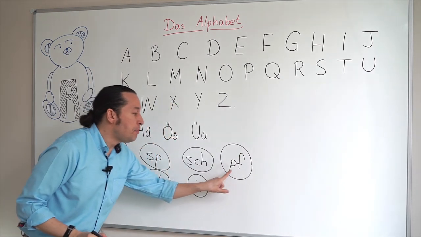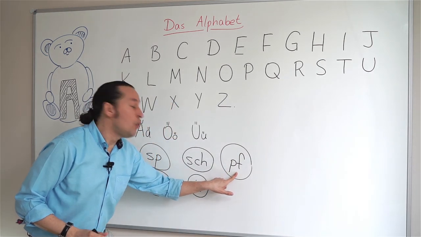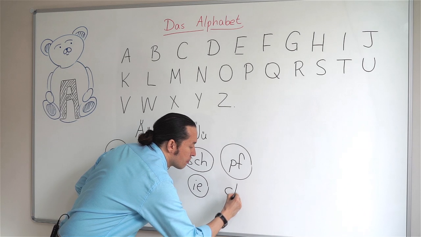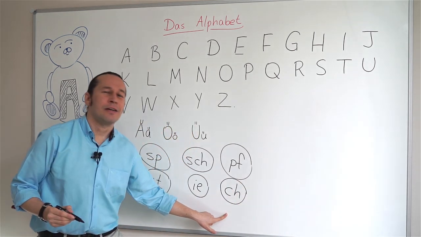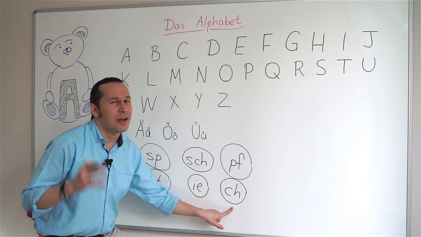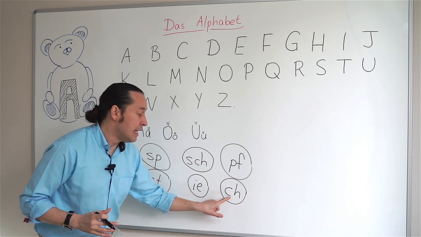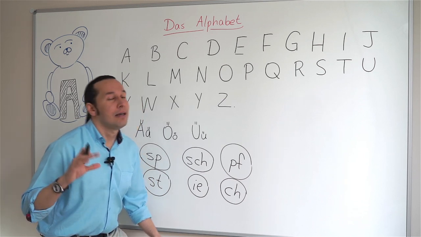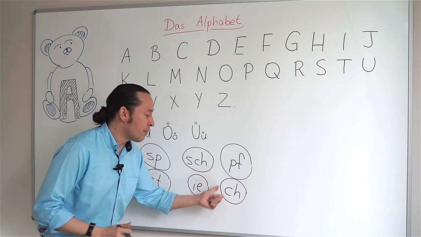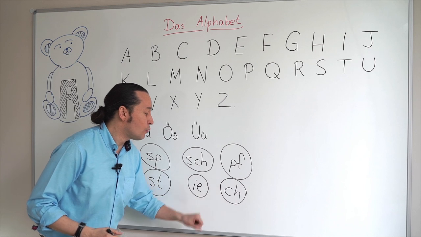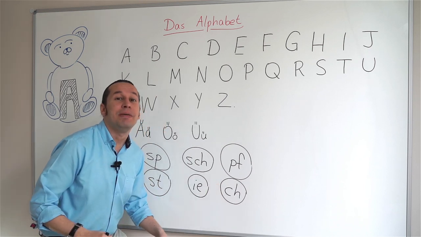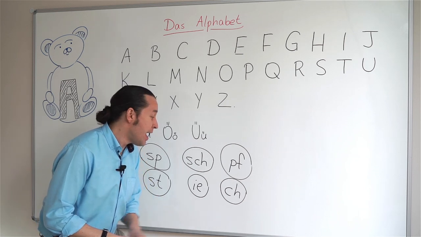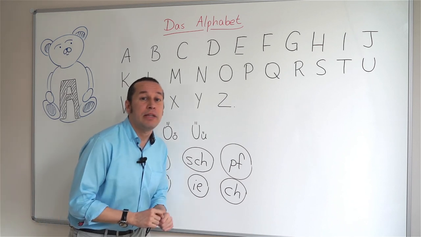So what about this? PF. If we see this, we need to say pf. That seems to be a little bit hard, a little bit sharp to say, but if you see CH, this is pronounced as ch. But if we say, for example, for me, for I, if I put here an I, that would be ich, which we'll see as a pronoun in German, which stands for I. This is ch. So please repeat after me.